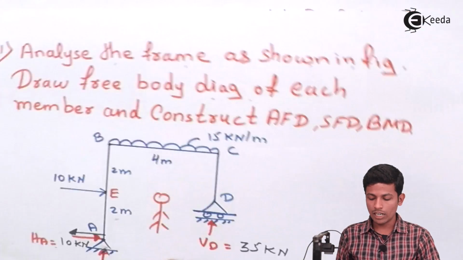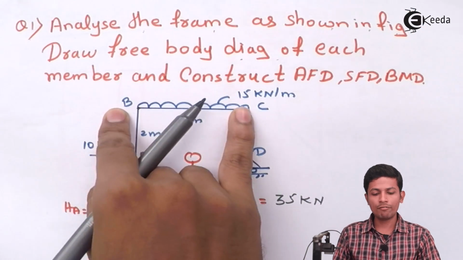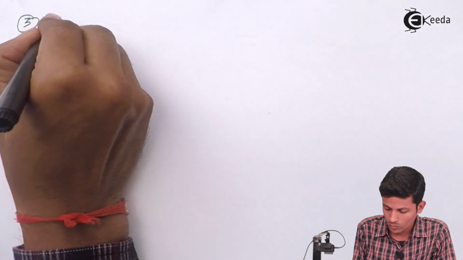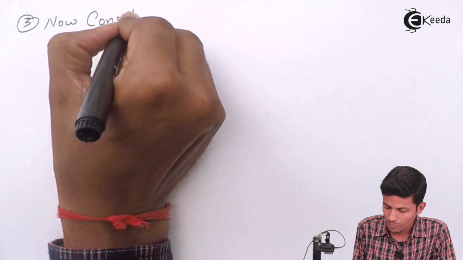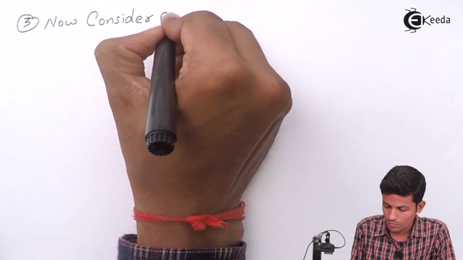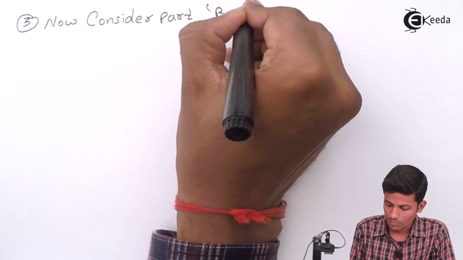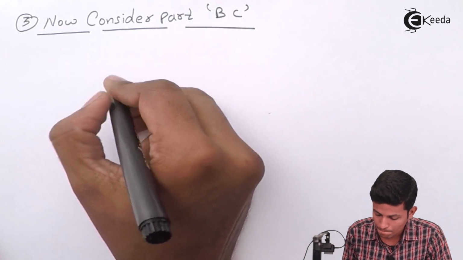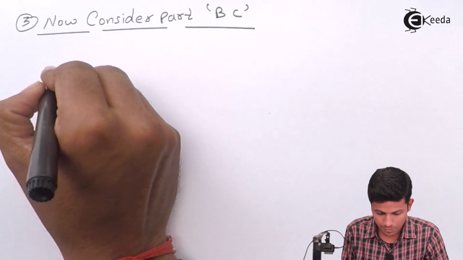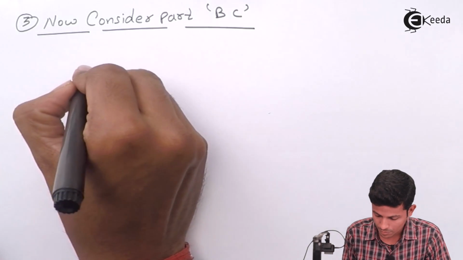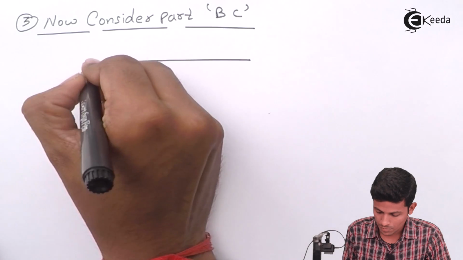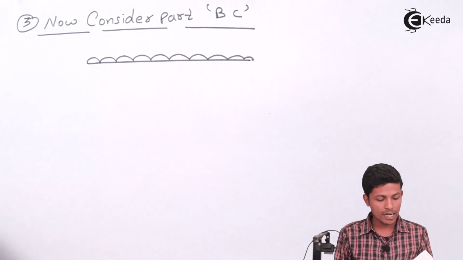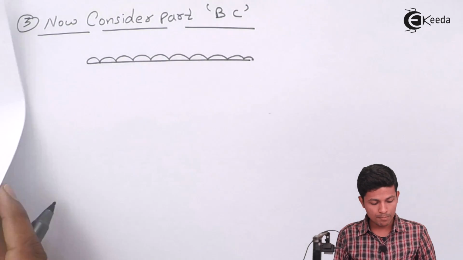Now we are solving the other part, which will be B and C. Now draw the FBD of the BC part. Now consider the BC part and draw the FBD of that part. Now for this part, you can just simply see this.